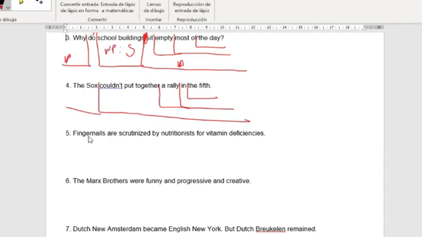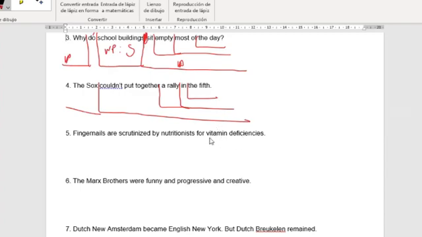Because why? Eliminate all this and you say fingernails are scrutinized by nutritionists for vitamins. No, wait. It's a VI. Listen. You can say fingernails are scrutinized. VI. Exactly. Are scrutinized. And then an adverb here. Very good. Scrutinized, VI. Then this one, preposition. This one, noun. Noun as an adjective. Noun adjective.